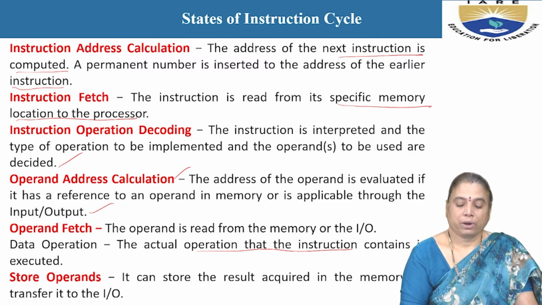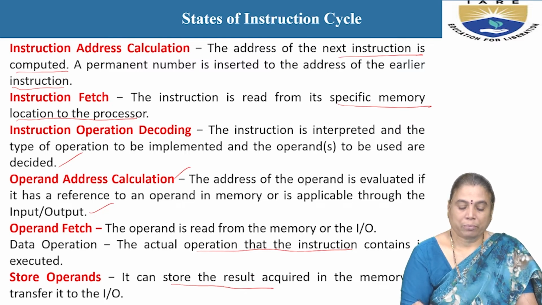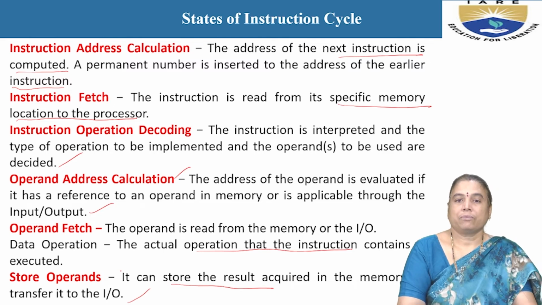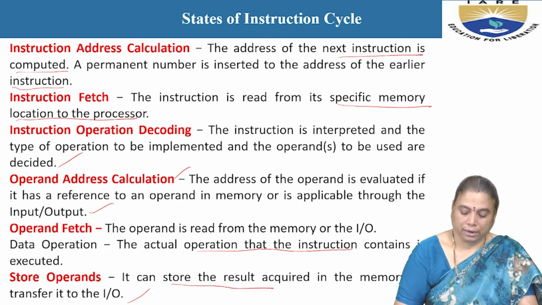After execution, whatever results are found can be stored in the respective register or in the memory, or they can be transferred to the IO in the store operands state. These are the various states of the instruction cycle.